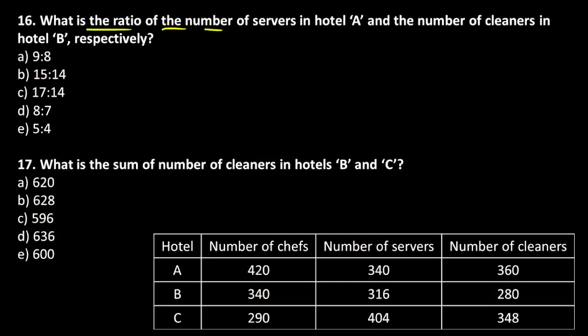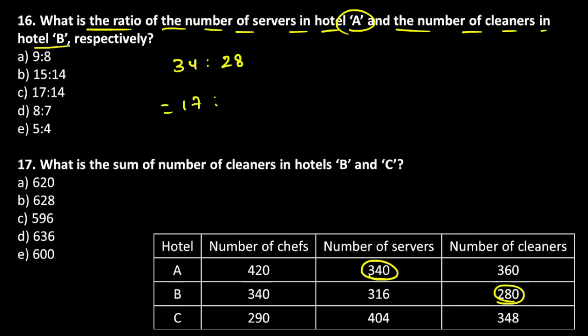What is the respective ratio of the number of servers in hotel A and the number of cleaners in hotel B, respectively? Very good. Number of servers in hotel A is 340 and the number of cleaners in hotel B, right, 3428, right, 1714. Option C is the final answer for this question.